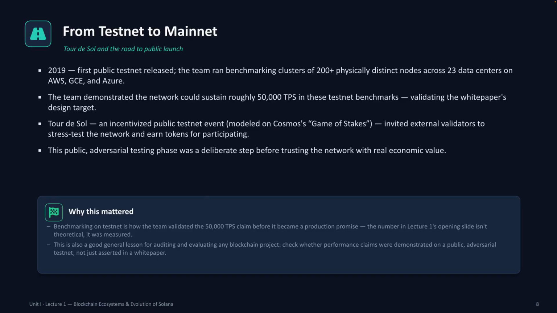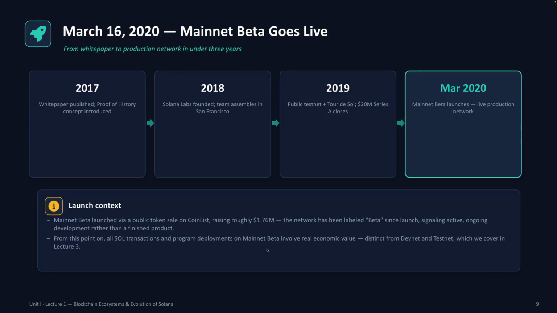After that, Tour de Sol. This invited external validators to stress test the network and earn tokens for participating. Tour de Sol was important because this public adversarial testing phase was a deliberate step before trusting the network with real economic value. And on March 16, 2020, the Mainnet Beta goes live.